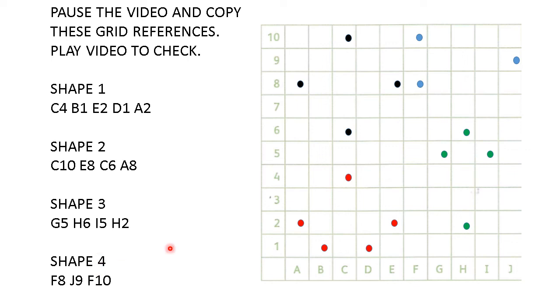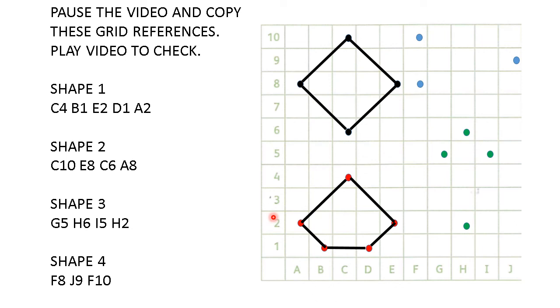Now, if you haven't done so, join the dots with a pencil and a ruler. The first shape, we've got 1, 2, 3, 4, 5 sides to it. The second shape, 1, 2, 3, and 4. And the third shape, 1, 2, 3, 4. And the last shape, 1, 2, and 3.